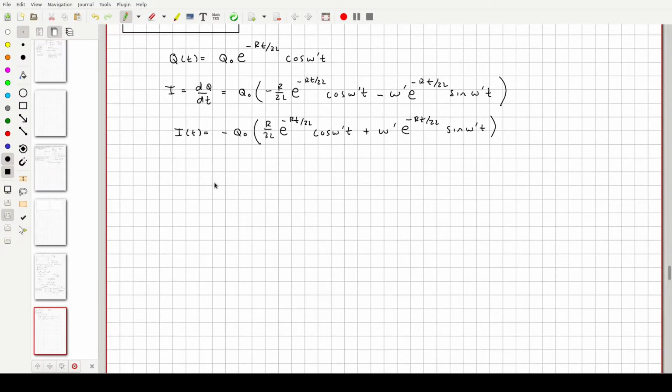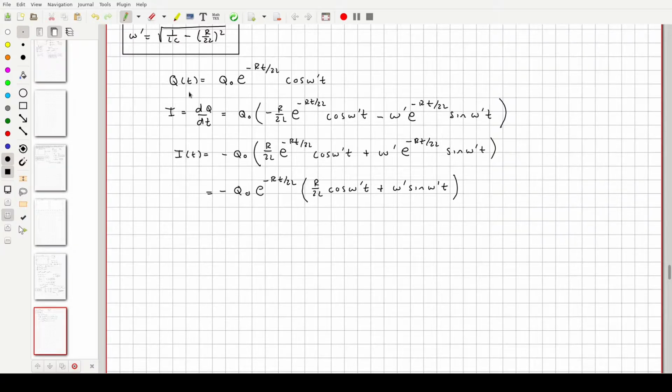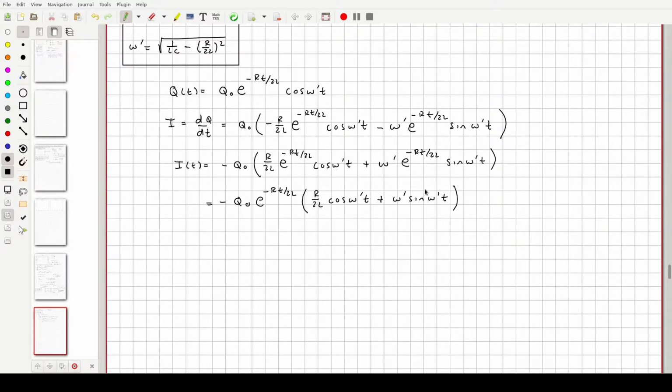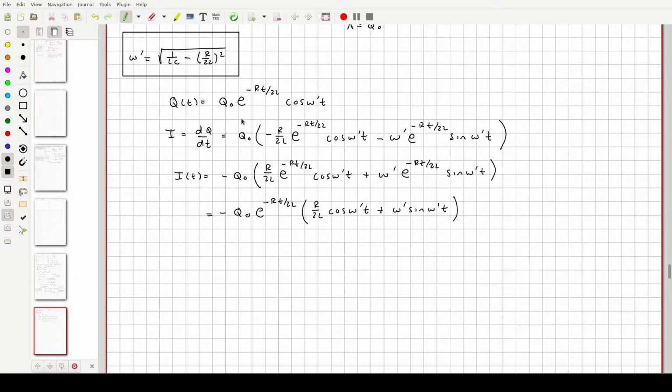Now, if you really wanted to, you could further simplify this and go ahead and pull out the decay part, which is this, since that's a like term. And then what you have in here is just the periodic behavior, just the stuff that oscillates, which would be R over 2L times cosine of omega prime times t plus omega prime sine omega prime times t. And there you go. So now you have your charge as a function of time and your current as a function of time. And as you can see, the addition of the resistor to take energy out causes this decay.